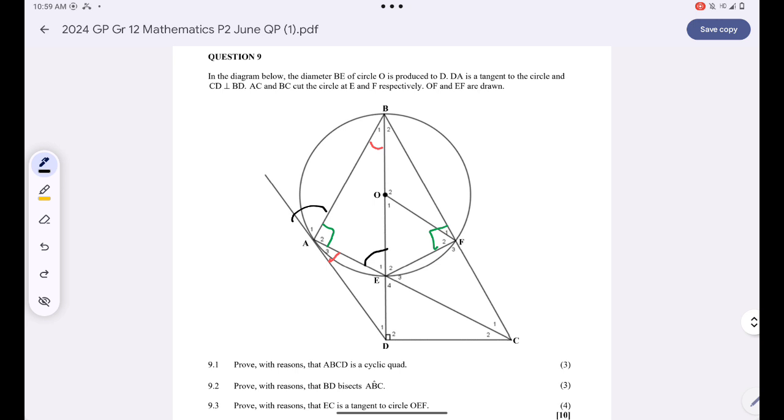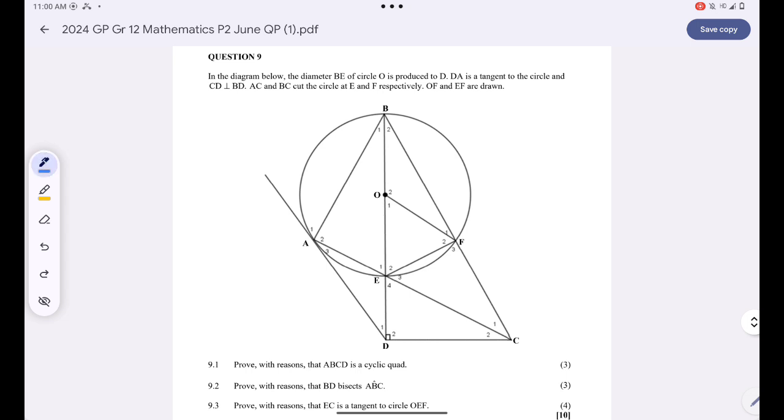Are you together? Okay, and then we are told that AC and BC cut the circle at E and F respectively. OF and FE are drawn. We are told about the center, guys. It should ring a bell that angle O2 is 2 times the angle at the circumference. Okay, now let's answer these questions, guys. Let's erase this just to avoid confusion.